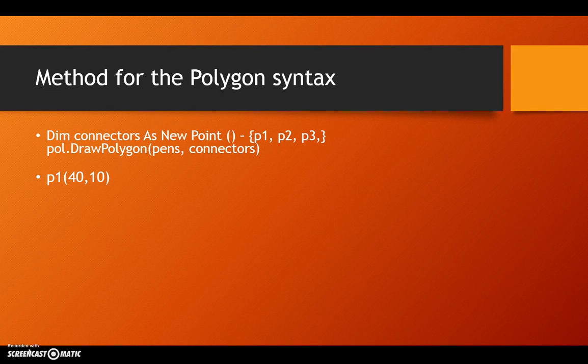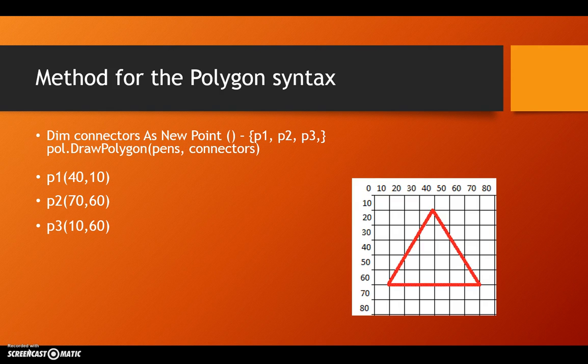Now the first point is x with a value of 40 and y with a value of 30. And the second point, x is valued at 70 and y at 60. And the third point, x is 10 and y is 60. No need for the fourth point because it will automatically close itself. And as you can see, that is how it should look.